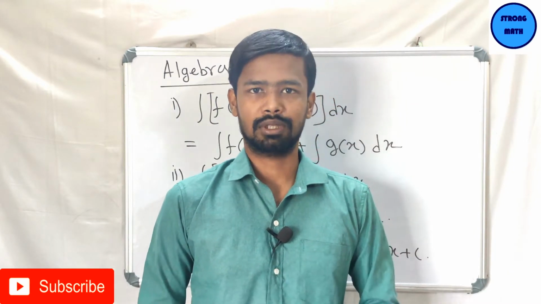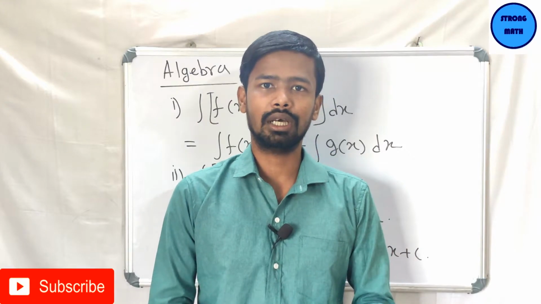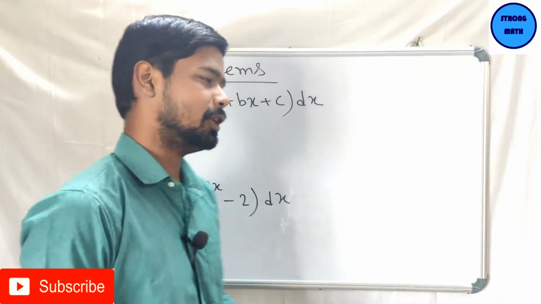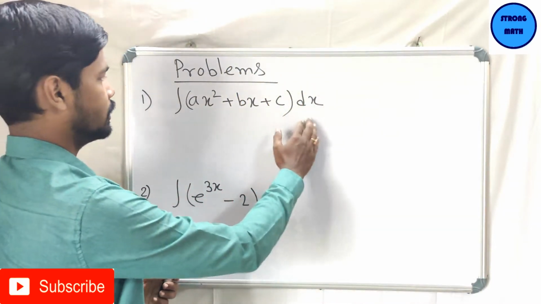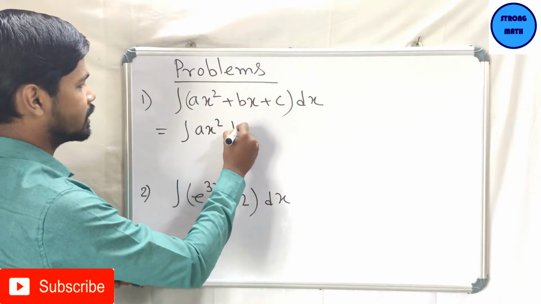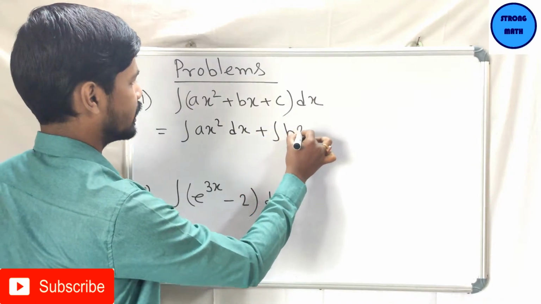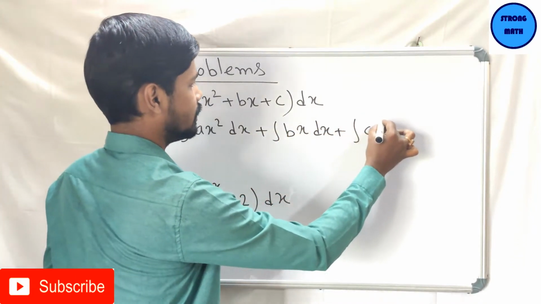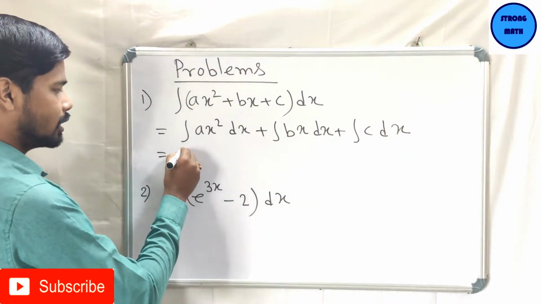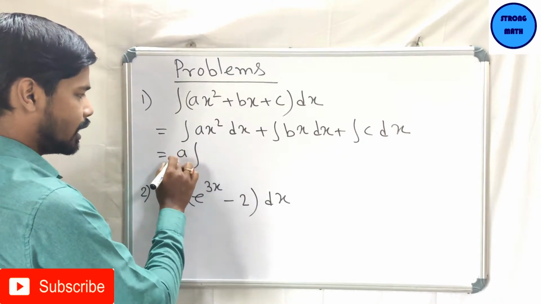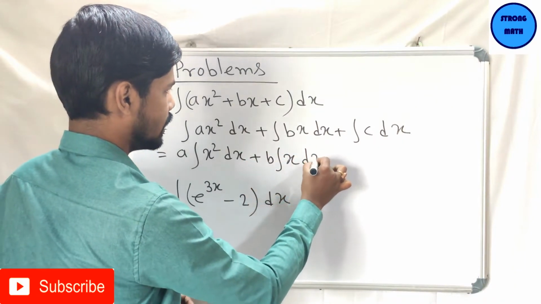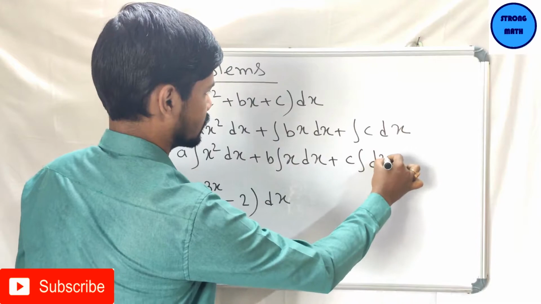Let's solve some simple problems related to the formulas which we have already discussed in this video. The first problem is integration of ax square plus bx plus c dx. So look, we can separate them by the algebra of integration: integration ax square dx plus integration bx dx plus integration c dx. Now a, b, c are scalars, so we can write a integration x square dx plus b integration x dx plus c integration dx.